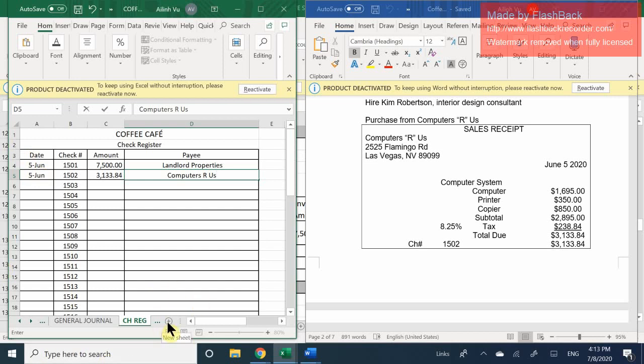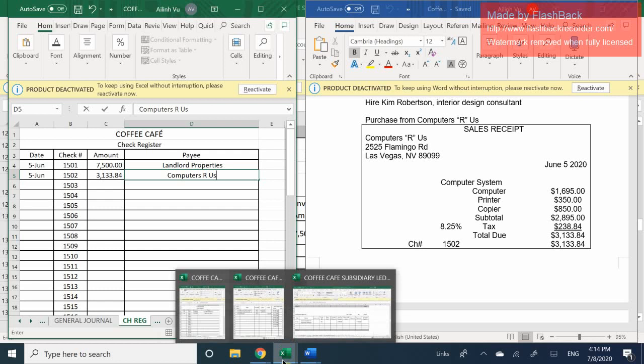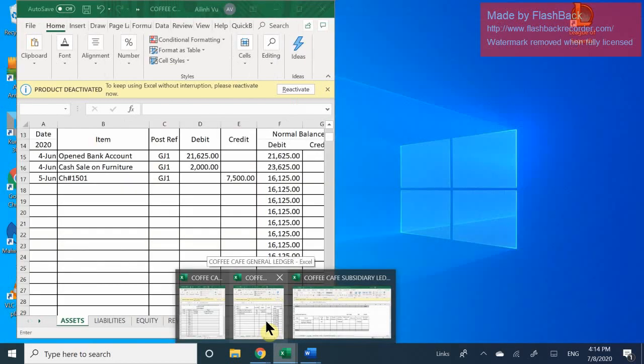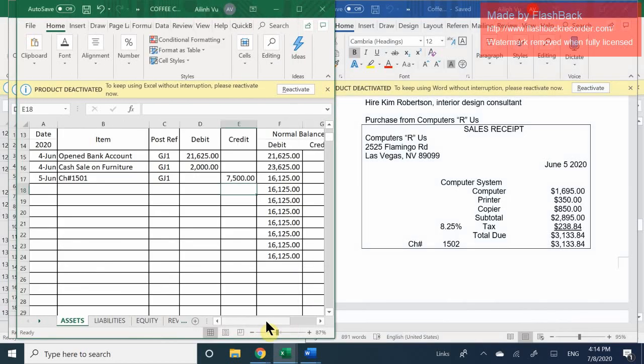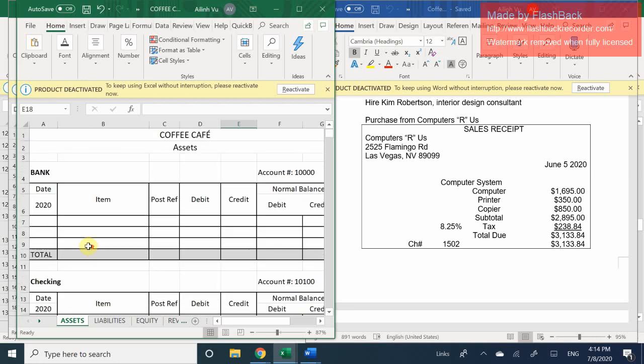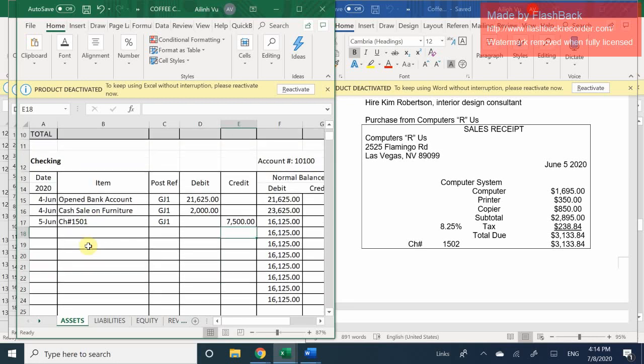Okay, so what do we do now? Journal. We did the journal, we did our check, and we go to the ledger. That's correct. You go to the ledger. Back to the ledger. So we wrote a check, 1502 is the check number, and the net would be... So you're starting with the check first, right, David?